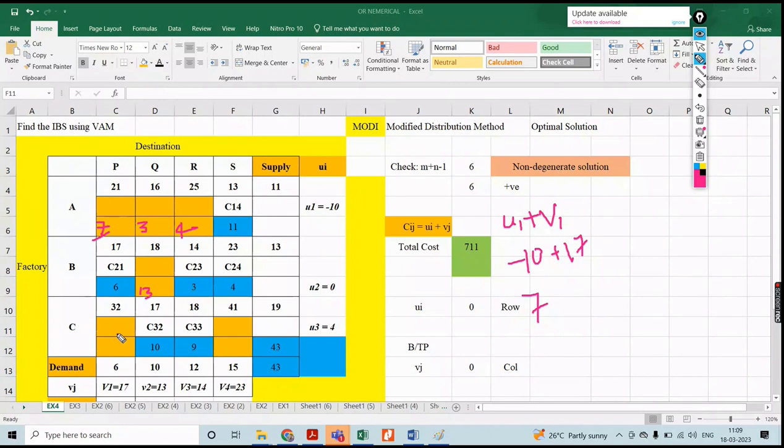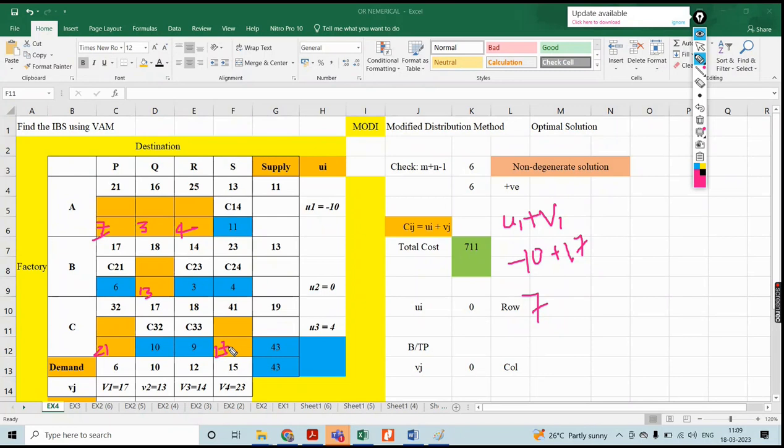Then this is an unoccupied cell: 17 plus 4, what is it? 21. Next unoccupied cell is this: 23 plus 4, 27.